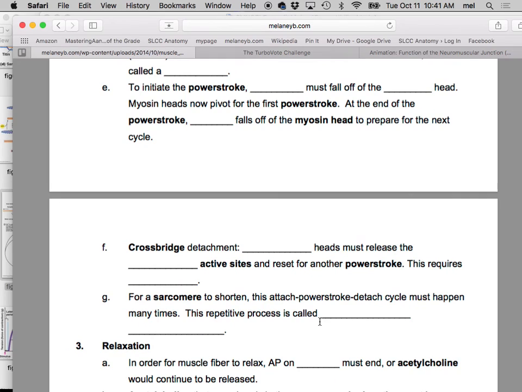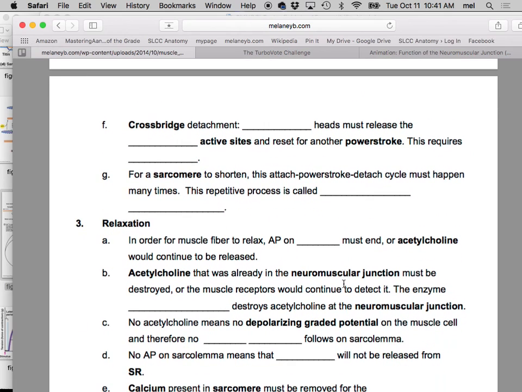We're at E. To initiate the power stroke, blank must fall off. Phosphate must fall off. To initiate the power stroke, the phosphate must fall off the what head? Which protein has the heads again? Myosin heads. Myosin heads now pivot for the first power stroke. At the end of the power stroke, ADP falls off the myosin head to prepare for the next cycle. Crossbridge detachment.